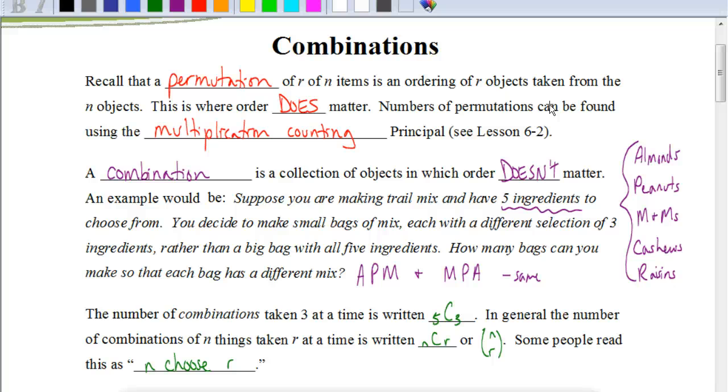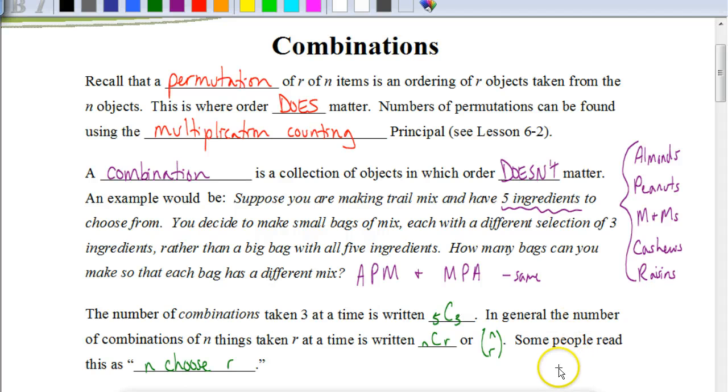Well, the way that we would figure this out is, first off, let's say we had these 5 ingredients: almonds, peanuts, M&Ms, cashews, and raisins. And instead of using all 5, we're selecting 3 of these. And this is what I'm saying right here, is that if I picked A, which represents the almonds, and P is peanuts, and M is M&Ms, so if I picked almonds, peanuts, and M&Ms, that's going to be the same mixture as having the M&Ms, peanuts, and almonds. So they mean the same thing. So this is where order does not matter.